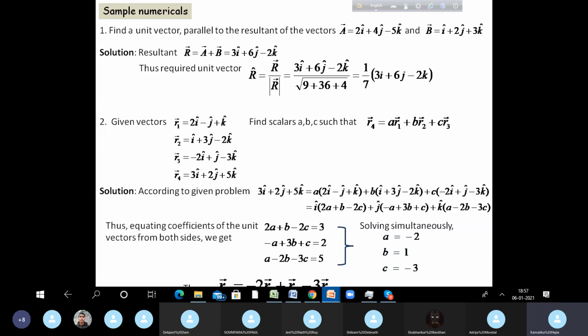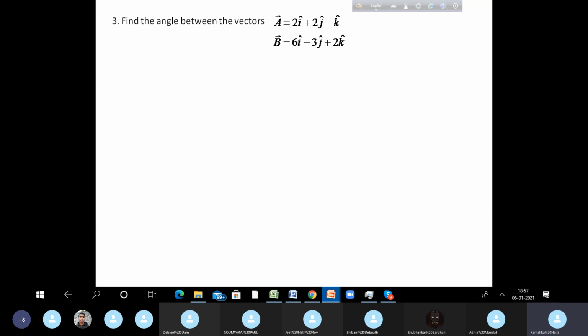If you would have got simultaneous equations such that you would not be able to solve for A, B, and C, then the answer would be no, we cannot write R4 in this manner, and therefore they form a set of independent vectors. So this problem, simple but very significant, gives you a feeling of what I was talking about when I was talking about dependent and independent vectors. All right, next problem. Again, a very easy problem, but a very, very important type of problem.